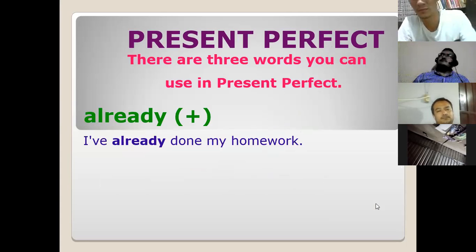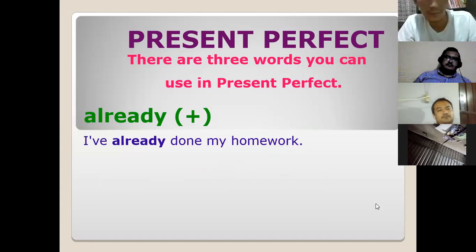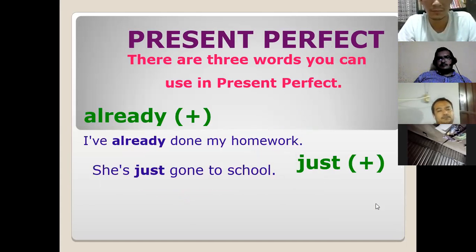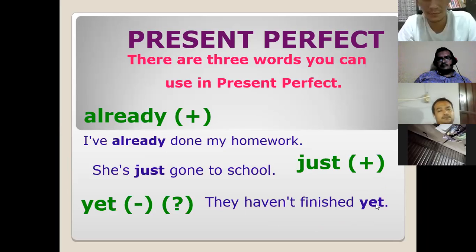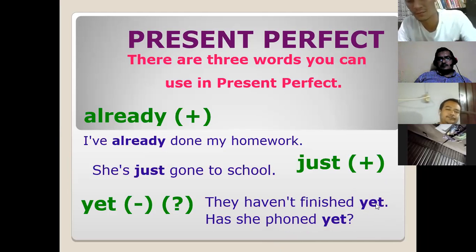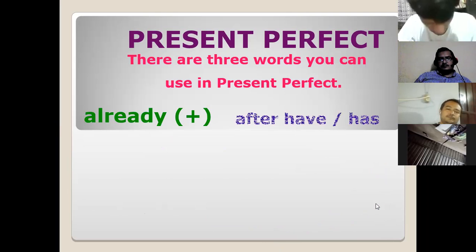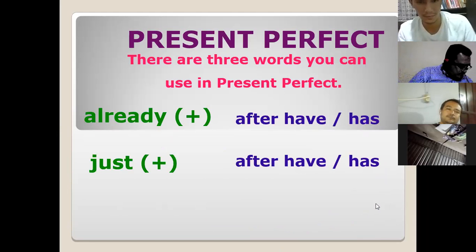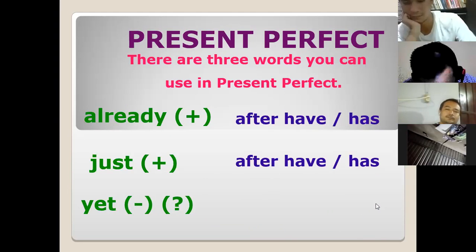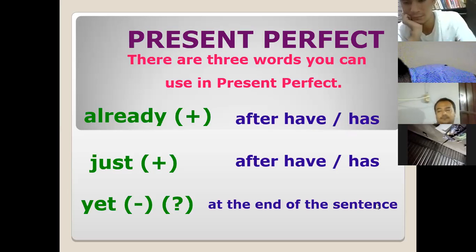Podemos usar en el presente perfecto la palabra already. I have already done my homework. She's just gone to school. Yet. They haven't finished yet. Has she phoned yet? El yet lo puedo usar for negative and questions. Already for affirmative sentences, and just for affirmative sentences also. So el already we use after have or has, and yet we use at the end of the sentence, negative or question.